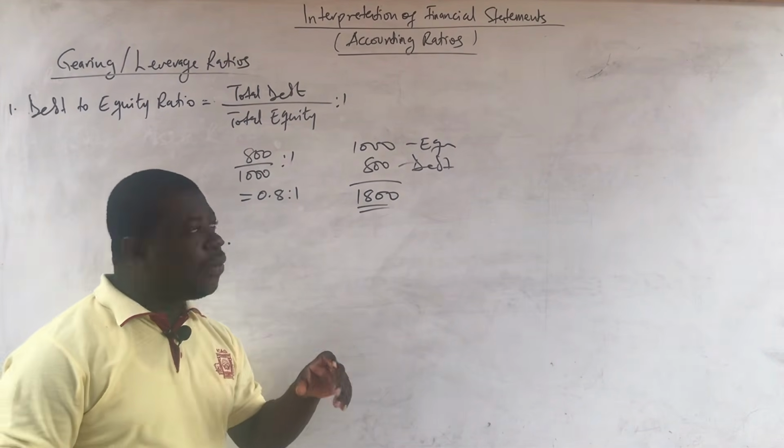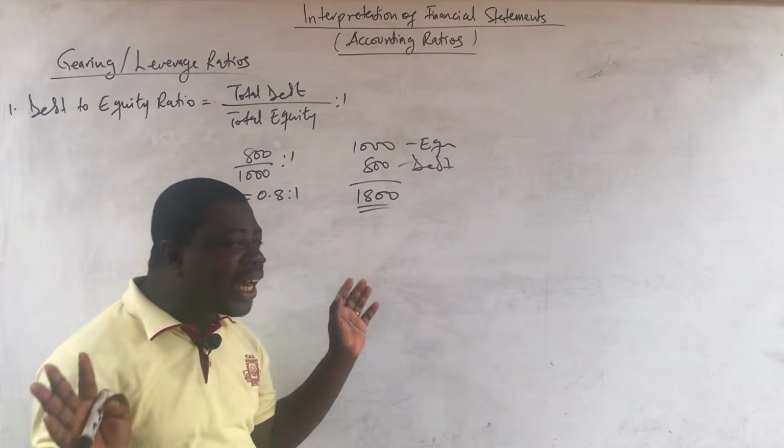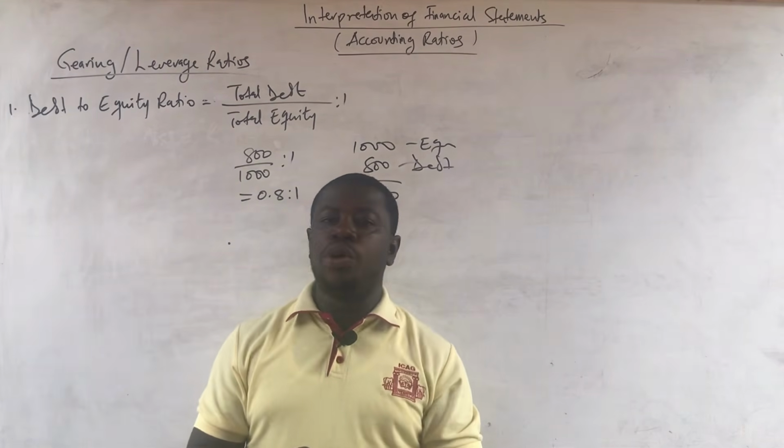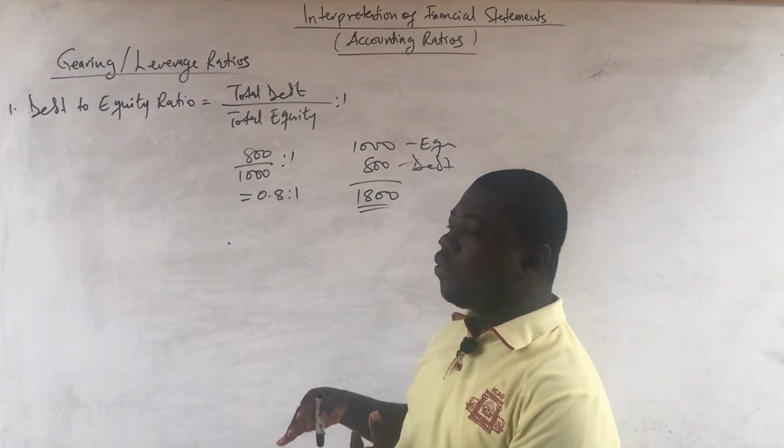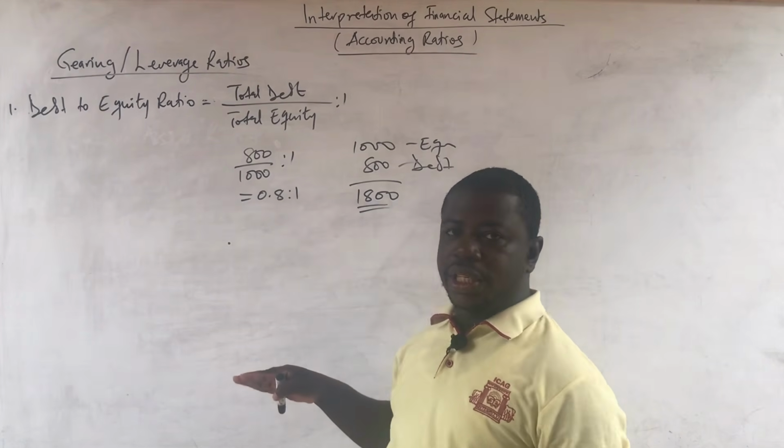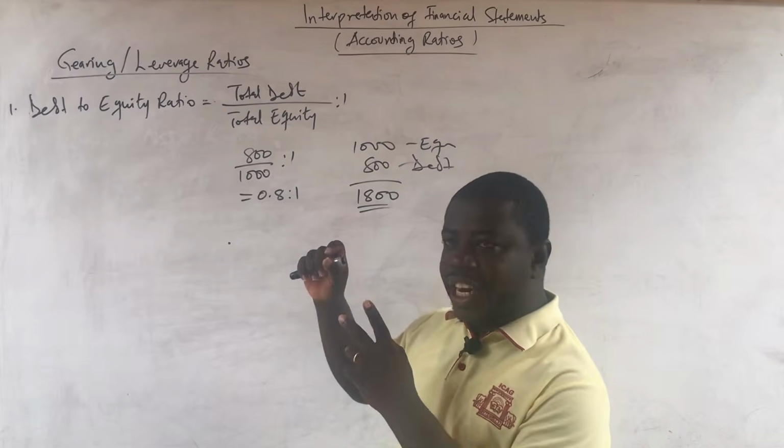And when we talk about total debt, it is total debt, because there are times where we are going to talk about long-term debt to equity. That is also another ratio, long-term debt to equity. That one, we are going to look at only the long-term debt.